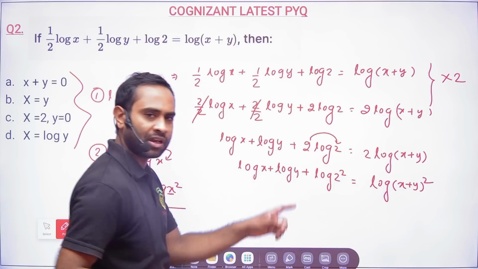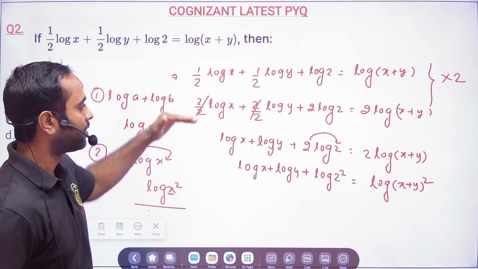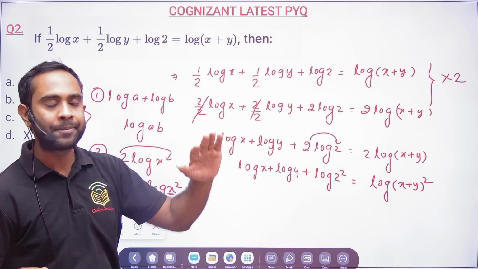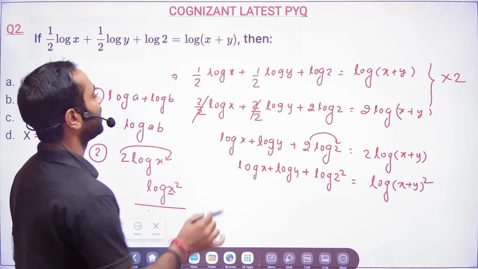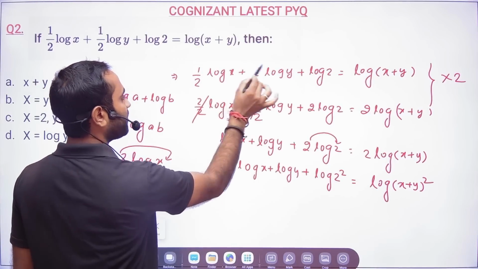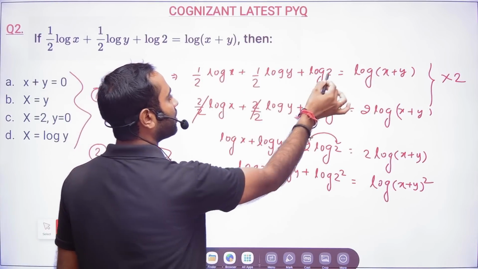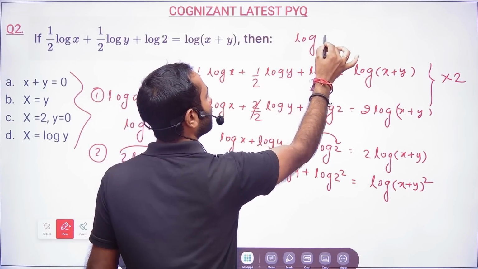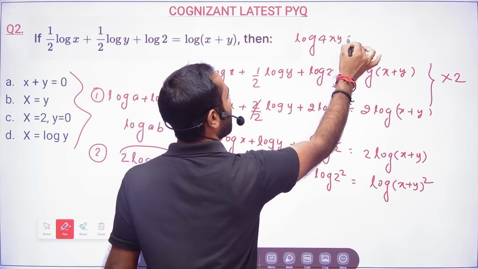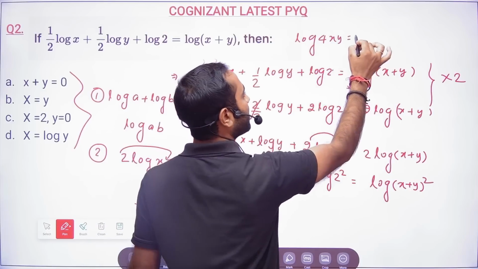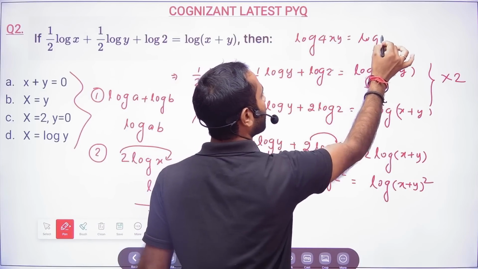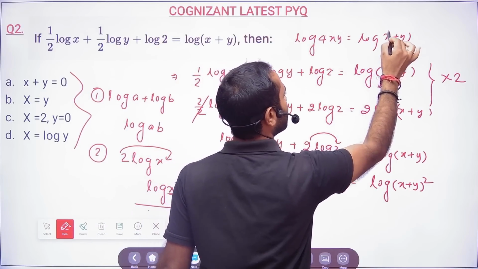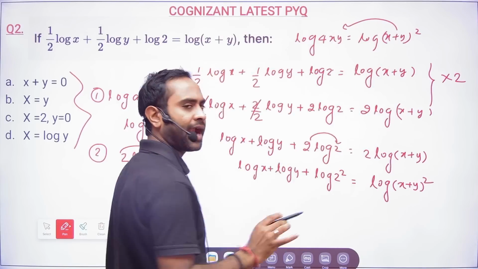See, this particular problem is not that lengthy. I am going step by step and telling you everything. Otherwise, here you can see, if you multiply by 2, this is gone, and this will become 2 squared, which is 4. So you can directly write log 4xy. And on the right, if you multiply by 2, it will become log (x plus y) whole squared. So you will be easily able to equate and solve.